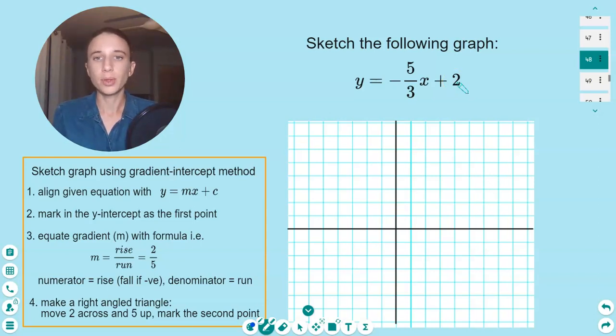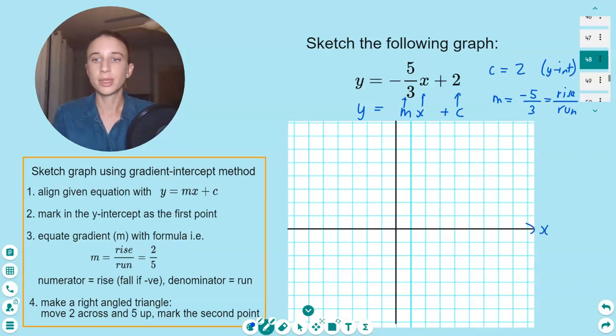All right, so line it up again. Y equals mx plus c. That means I'm lining up all the variables. X is x. M is the gradient, which is negative 5/3, which I know is rise over run. And I know that I'll need to start with my y-intercept, which is 2. So I'm given a point straight away. I'm given the y-intercept is 2. So I'll mark it on that y-axis. 1, 2. Mark it with an x.